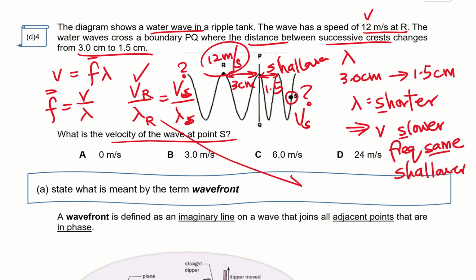Getting a bit messy, so I come over to here. VR is actually 12, lambda r is actually 3. Now VS is unknown, I'm asked to find. The wavelength becomes shorter, so it's 1.5. If you work it out, VS will be 6 meters per second, which is this. So as we have predicted using the SSSS model, from deeper to shallower, the wavelength becomes shorter, as evident from here. The speed will also become slower. So this is how we solve this kind of question.